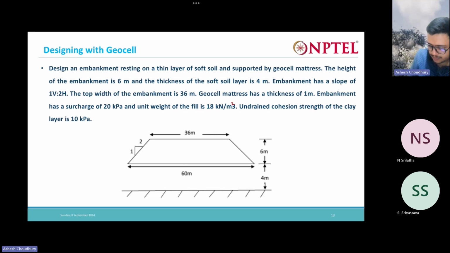That is the unit weight of the fill of the embankment. The undrained cohesive strength of the clay layer, meaning this layer, is 10 kPa. So all this information is given to us. Now let us see what they have done.